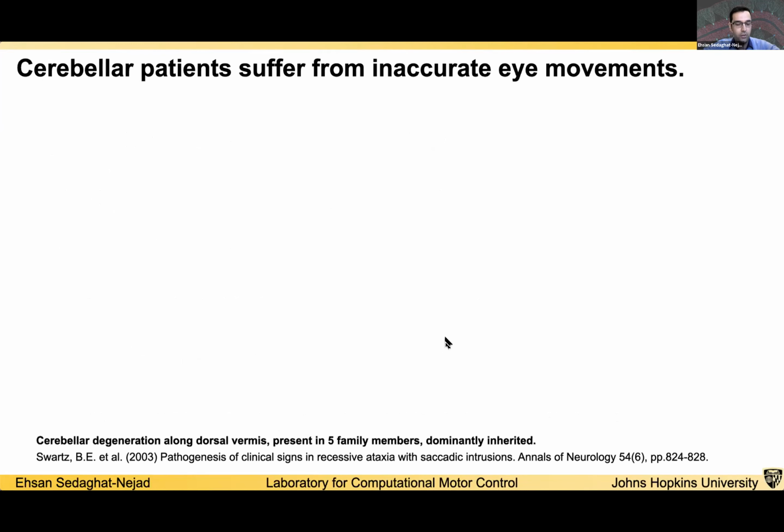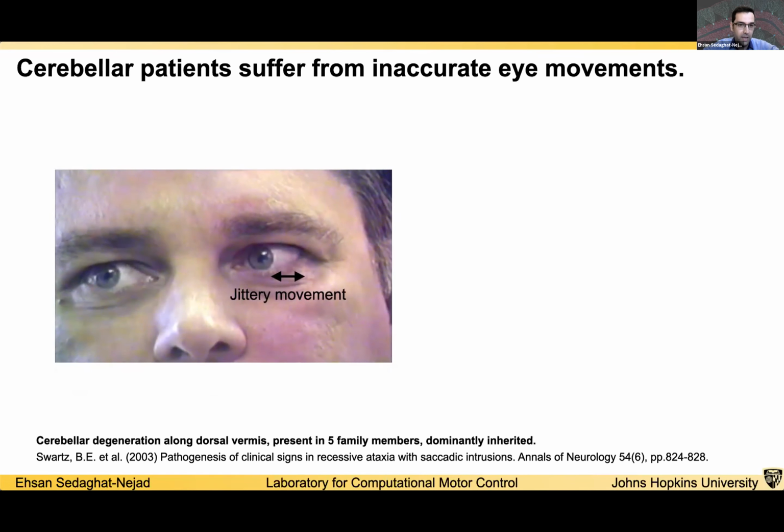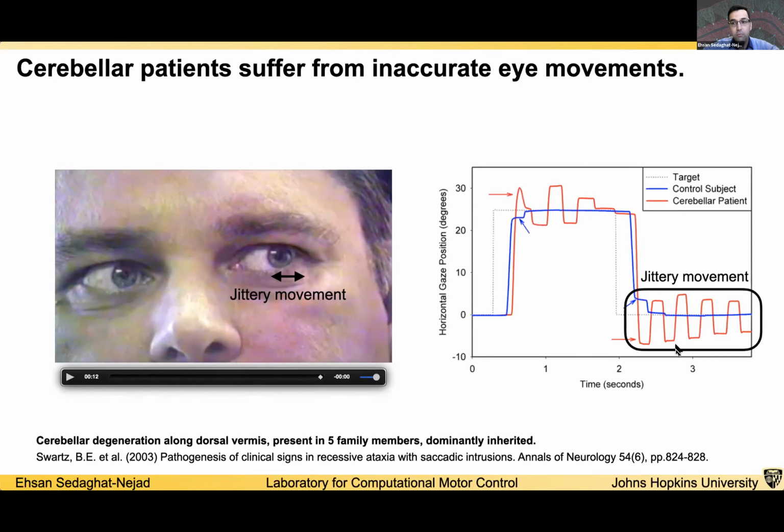It's really good that I'm following Sharon, but it's no surprise to you that patients with cerebellar degeneration have difficulty controlling their movements. Here is a patient with degeneration along vermal regions of the cerebellum, and you can see these jittery movements at the end of the movement, the saccades. So these patients usually can initiate their eye movements, and most of the times even the reaction time is okay for initiating the movement, but they have great difficulty controlling the endpoint accuracy of the movement.